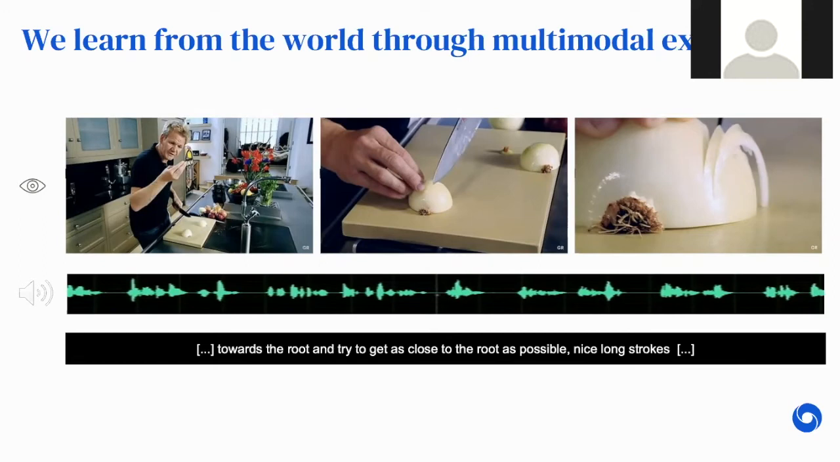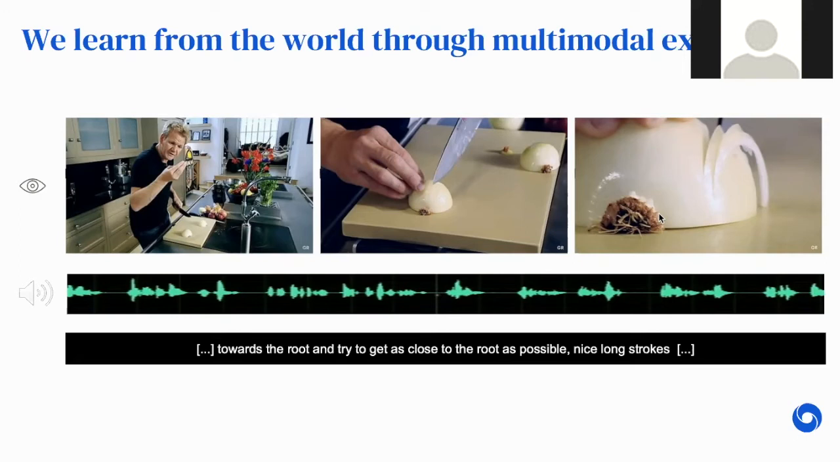Nice, long stroke. So I think it's fair to say that we learn from the world through a true multimodal experience. In this example video, we have both the visual signal of the chef cutting this onion. He also gives us some narration that we were previously using in the work I just presented. But there is also the audio track that contains additional information, such as the sound of the knife touching the cutting board. This is something that we believe can be used to improve the representations further.